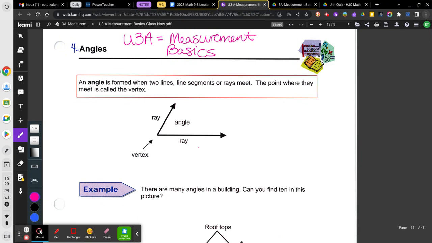An angle is formed when two lines meet, and that middle part is called the angle. The point that they meet at is called the vertex. Our vertex is the point where two lines meet, and the two lines are called rays. You've got a line and a line meeting, they make rays, and they create an angle. The angle is created right there. That's your angle. Okay? All right.